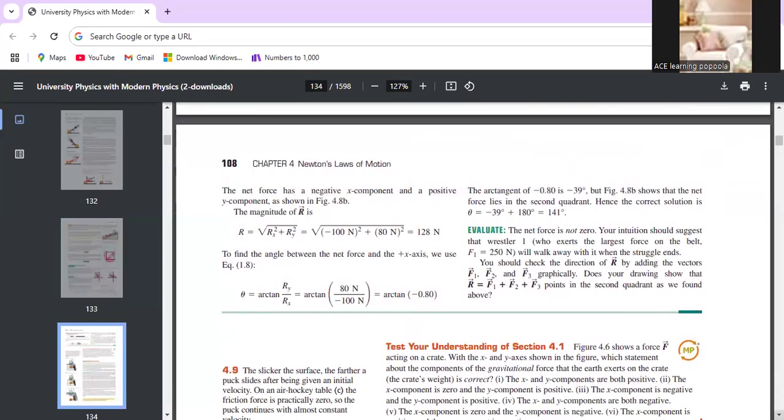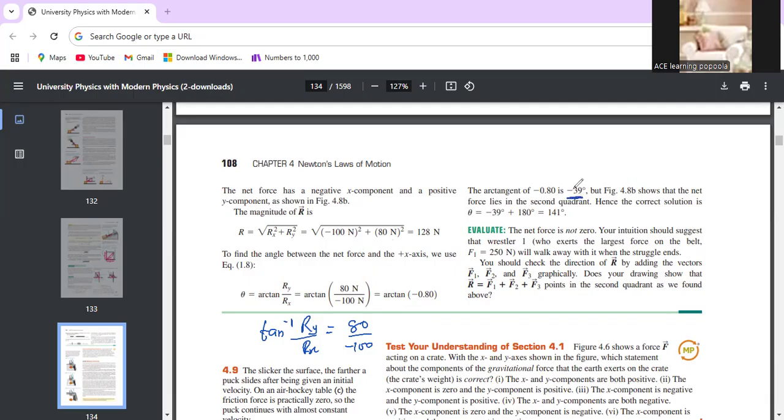So that has been done. And do not mind this arctan, it's just a way of writing tan inverse, okay? Tan inverse of Ry over Rx, which is 80 over minus 100. And solving that, we have the answer minus 39.